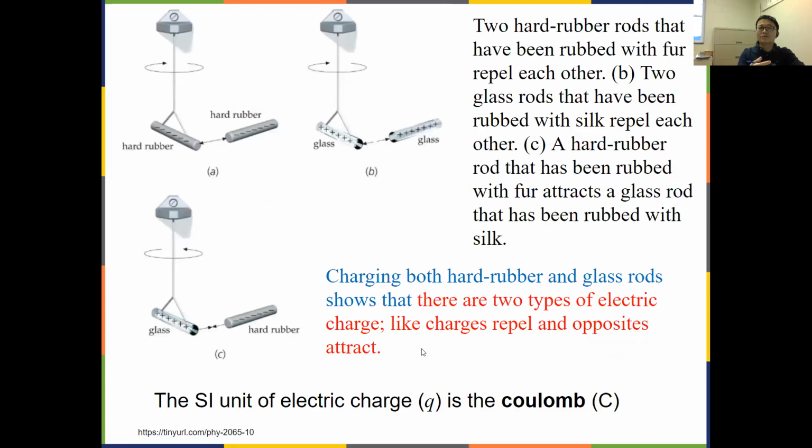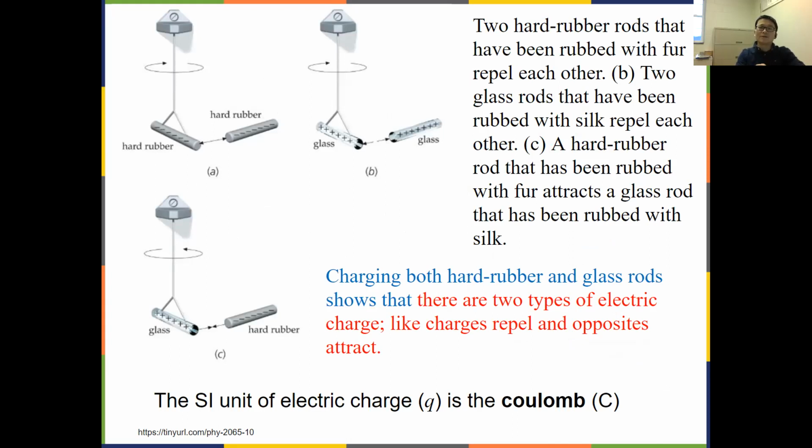So we know that there are two types of charges, positive and negative, and like charges repel each other, opposite charges are attractive to each other, okay? So there are only two types, positive and negative. And this was actually assigned randomly. So if you were the guy to discover charges, then you could name them the other way around if you want.